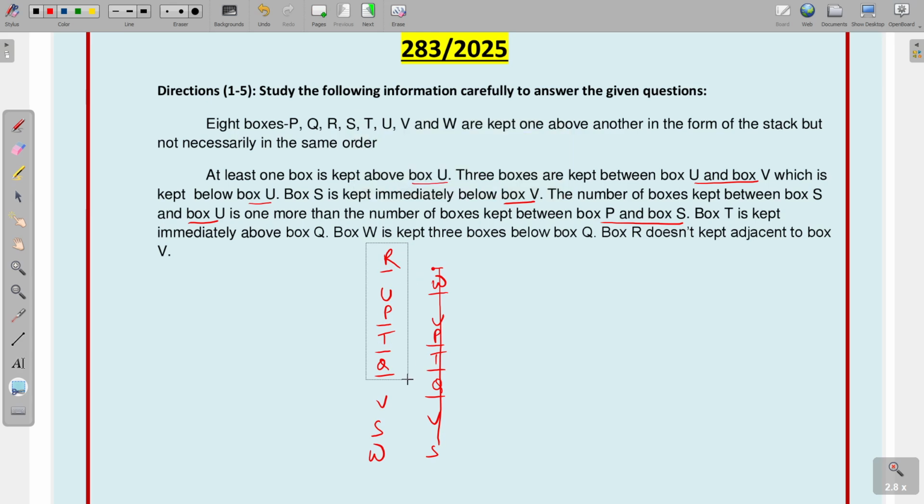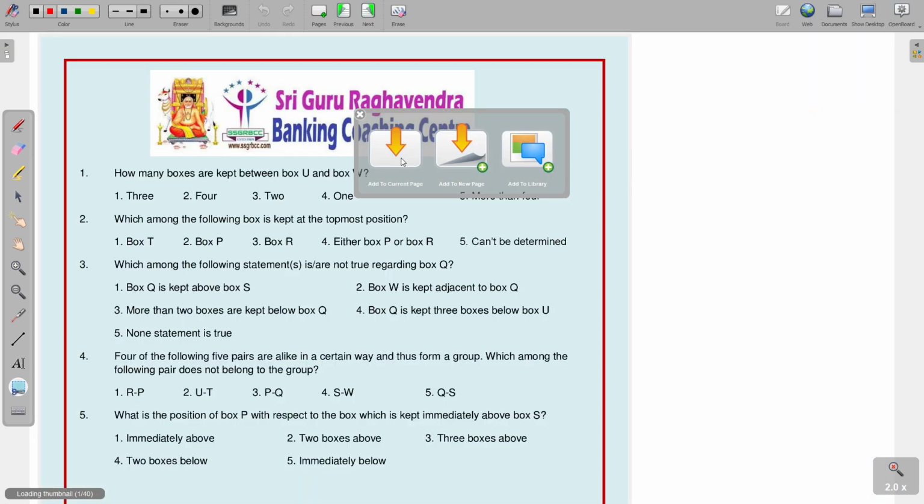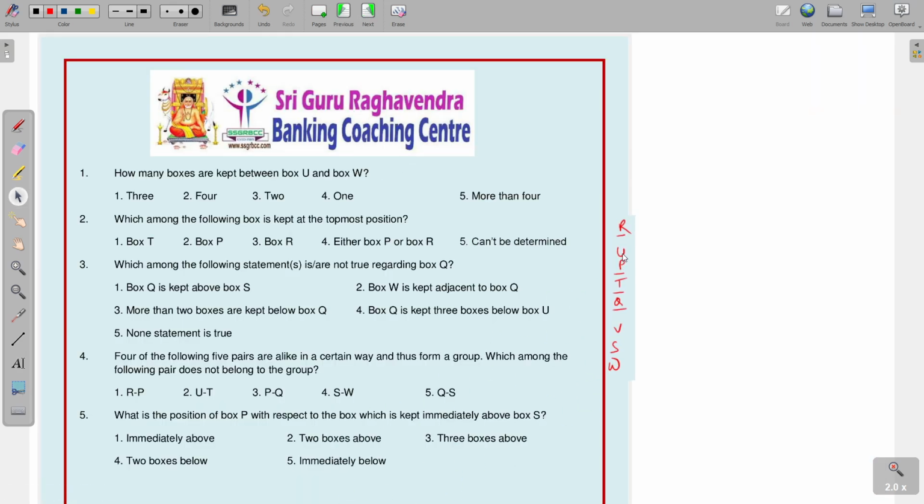Let us move on to the questions. See the first question. How many boxes are kept between U and W? So, 1, 2, 3, 4, 5. More than 4 boxes. Which among the following boxes is kept at the topmost position? That is R.